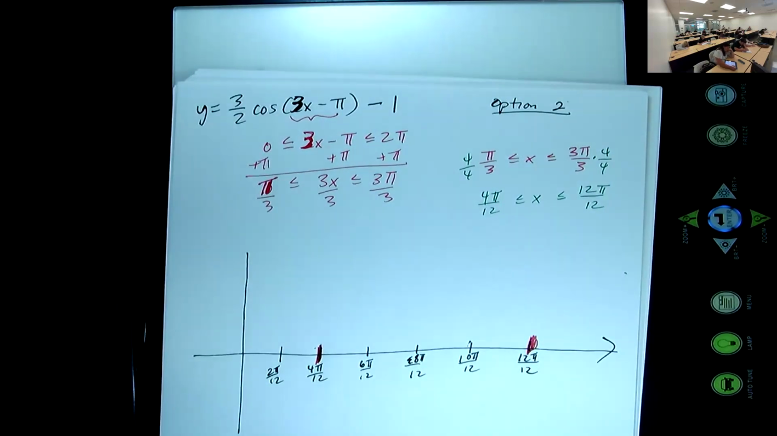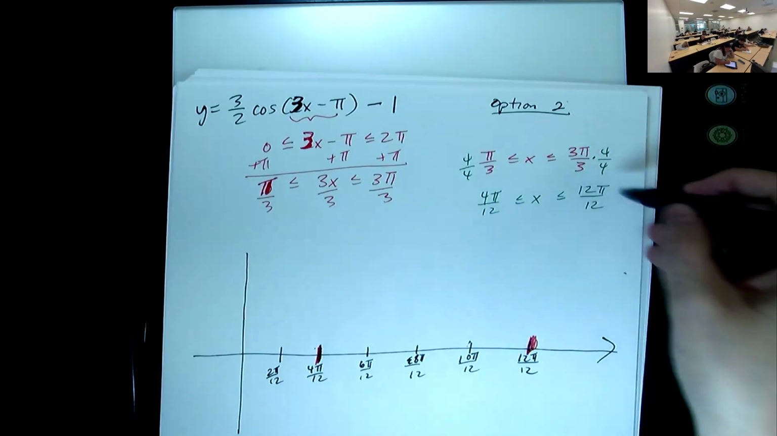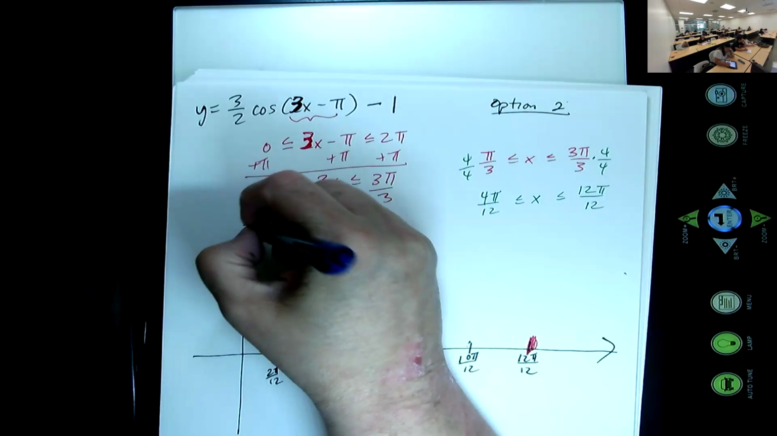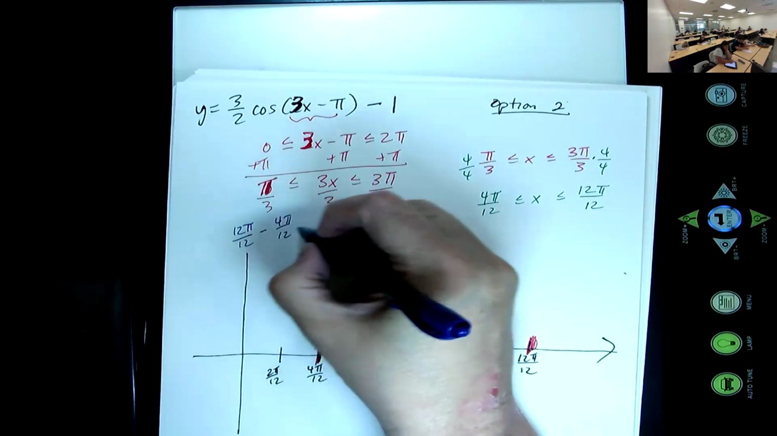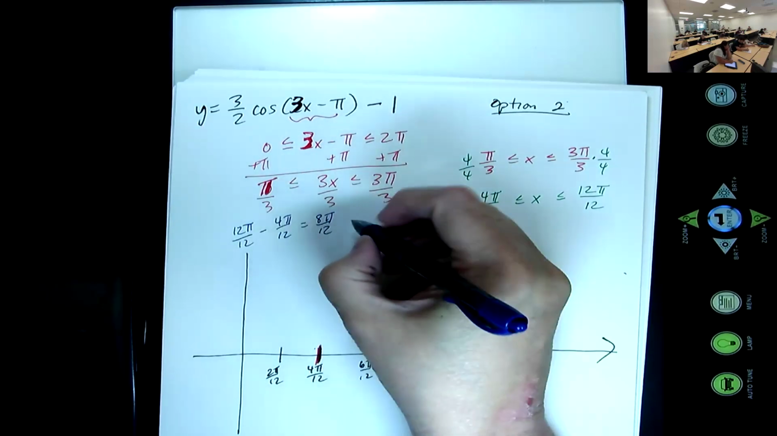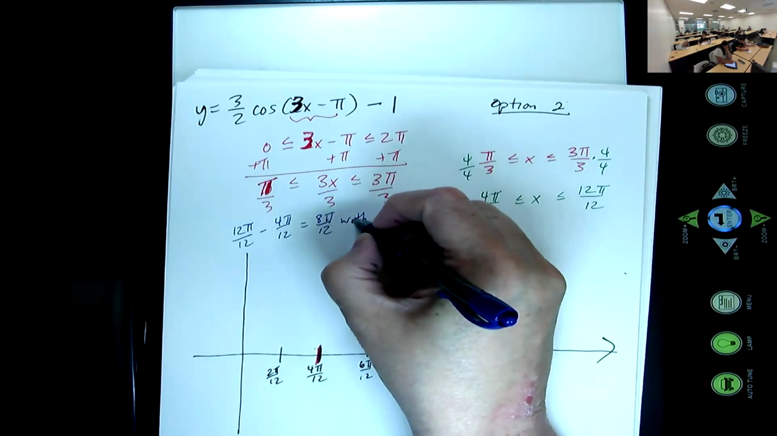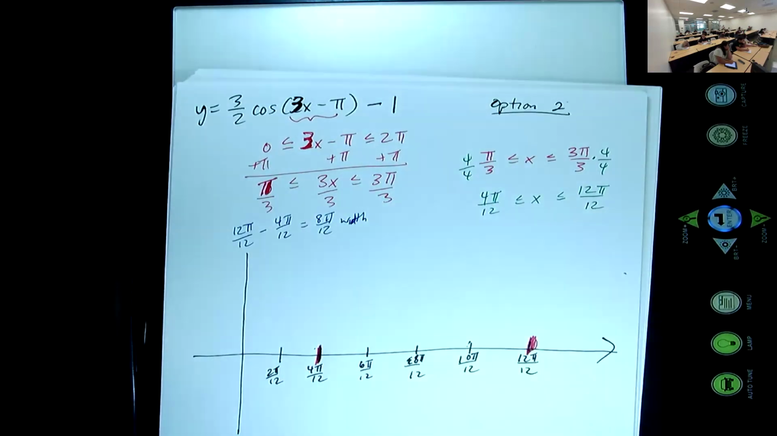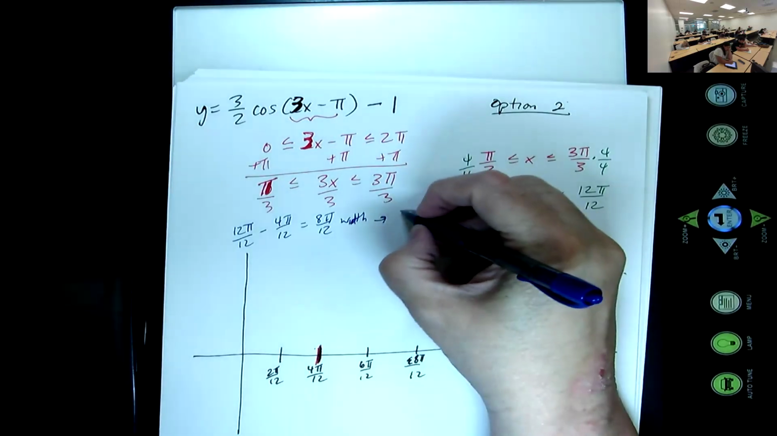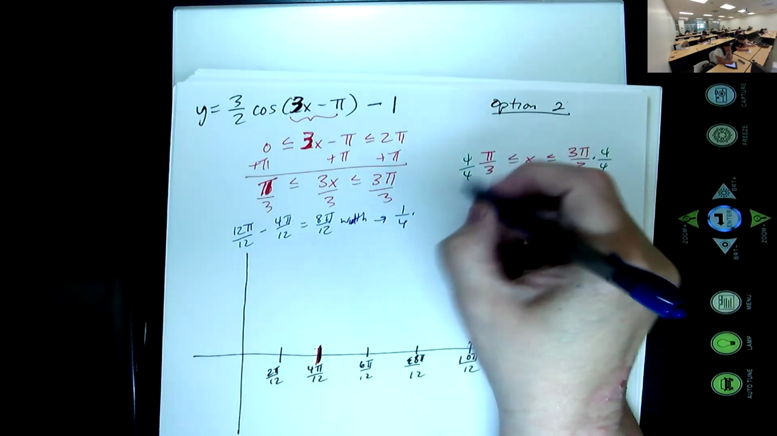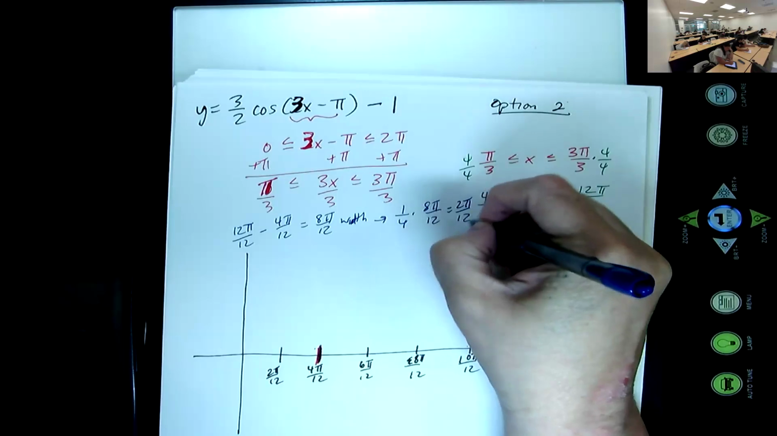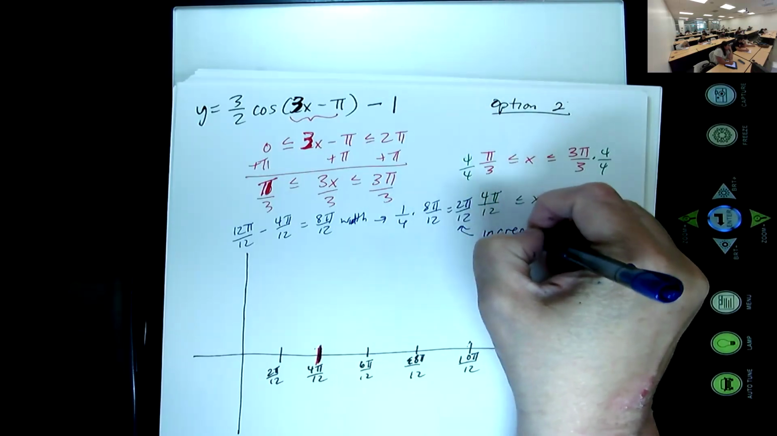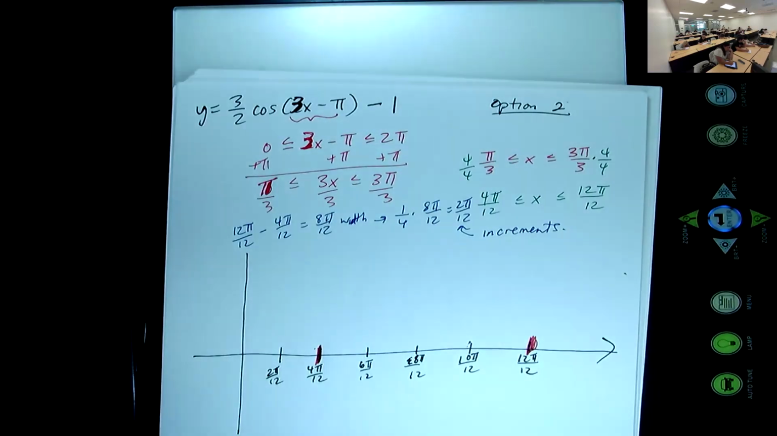Again, if you want to see how far you need to move, you can take these and subtract them. 12 pi over 12 minus 4 pi over 12 is 8 pi over 12. That's the width. So if I want 4 increments, I multiply that by 1/4. I get 2 pi over 12 as our increments. And that's what I have listed here, every 2 pi over 12.